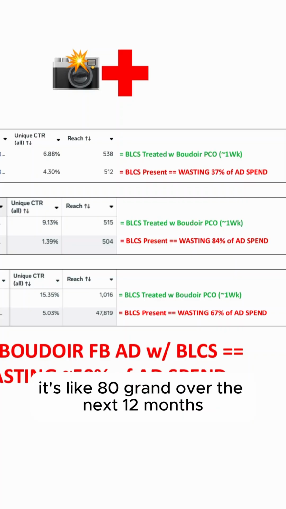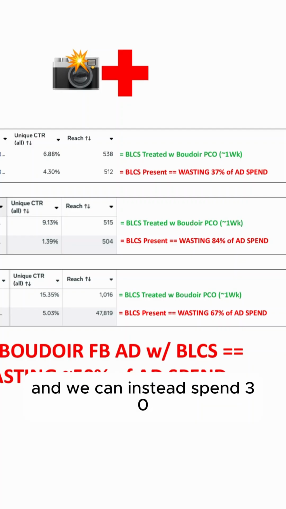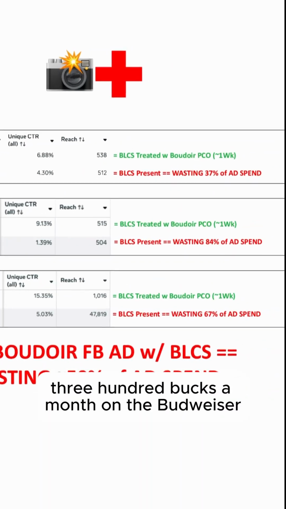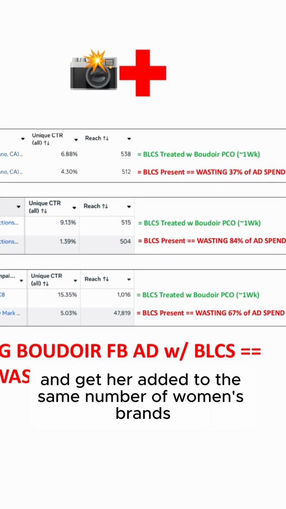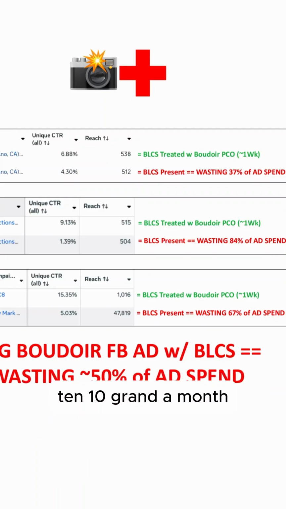It's like 80 grand over the next 12 months. It's kind of like a phantom bonus. And we can instead spend 3,300 bucks a month on the Boudoir Pico treated ad and get our ad into the same number of women's brains at 3,300 bucks a month compared to the original at 10 grand a month.